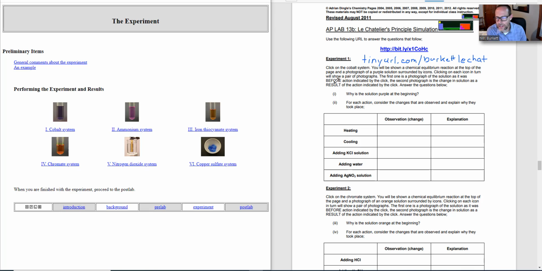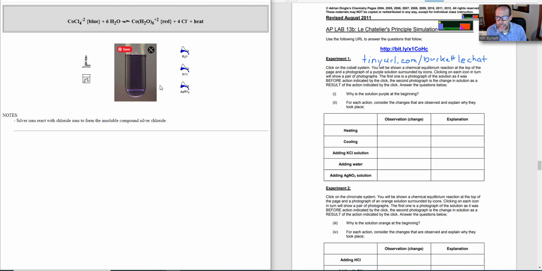When you click on or type in tinyurl.com/BurkettLeChat, notice experiment 1 is going to be right here. So it's this cobalt system, and you're just going to click on that little link, and it's going to take you here. What you might want to do is write down this equation, maybe right here, like under number 2.